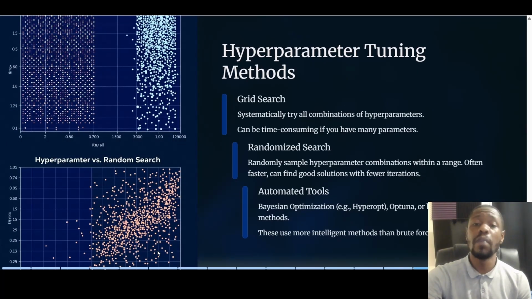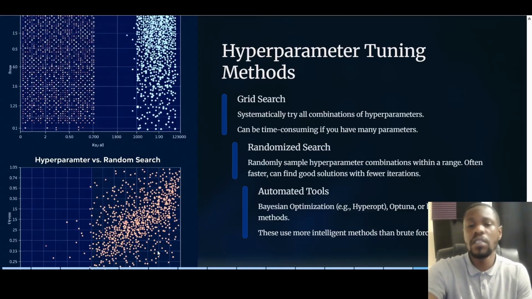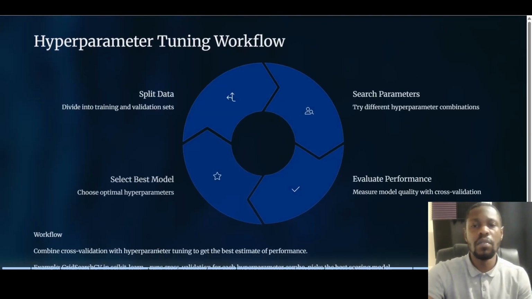So we have different hyperparameter tuning methods. We have the grid search method. Systematically try all combinations of hyperparameters. It can be, of course, time consuming if you have many parameters. We have the randomized search. So randomly sample hyperparameter combinations within a range, often faster, and can find good solutions with fewer iterations. Or we can use automated tools such as Bayesian optimization, for example, HyperOpt, Optuna, or built-in scikit-learn methods. So these use more intelligent methods than brute force or random guessing, which is, of course, usually recommended.